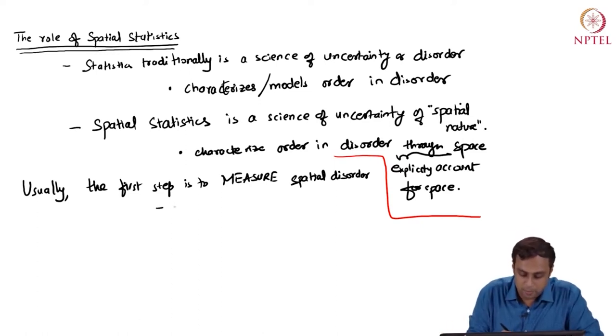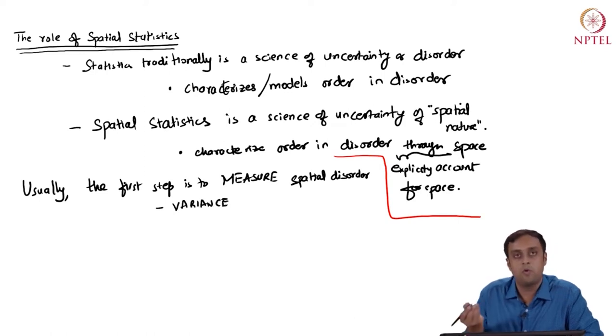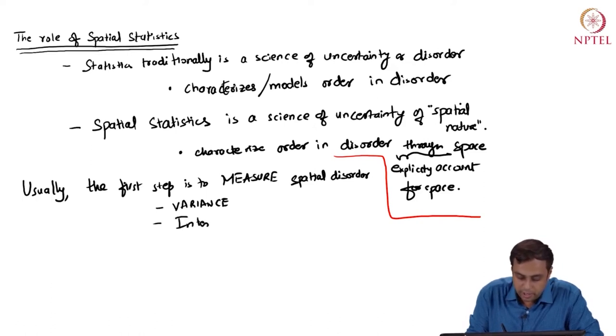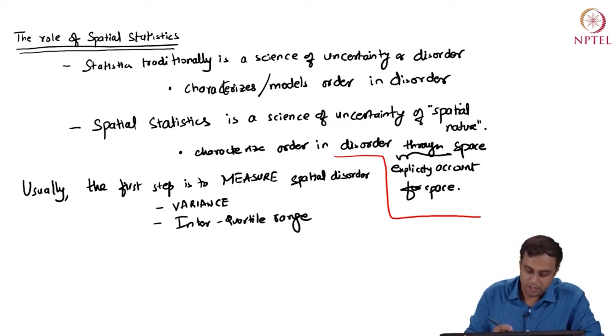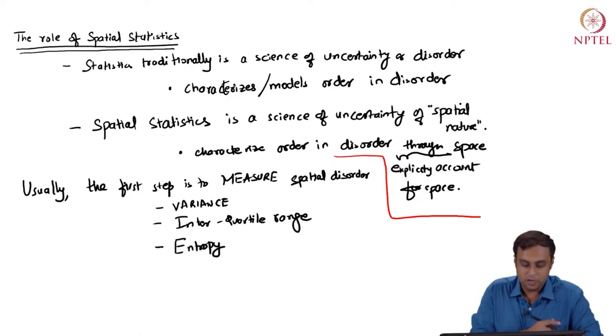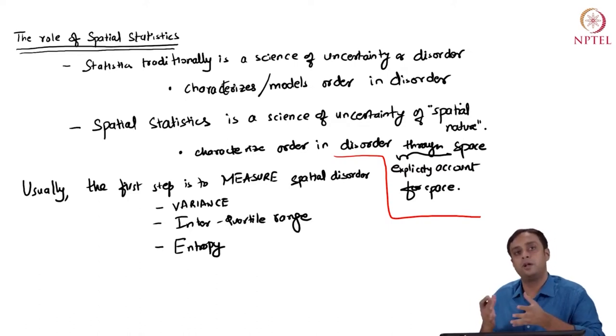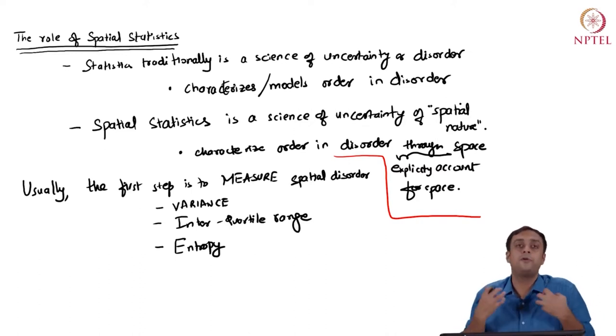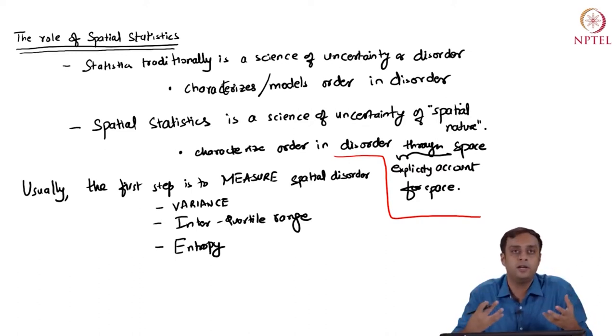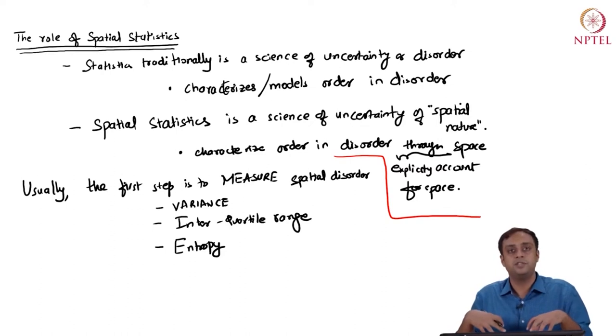So the tools that are available to us are variance, which is quite natural to understand. The second tool is called the interquartile range. If you have not heard of it, don't worry, we will come back and explain it in a bit. The third is called entropy. Okay, these are three most popular fundamental metrics of measuring disorder.